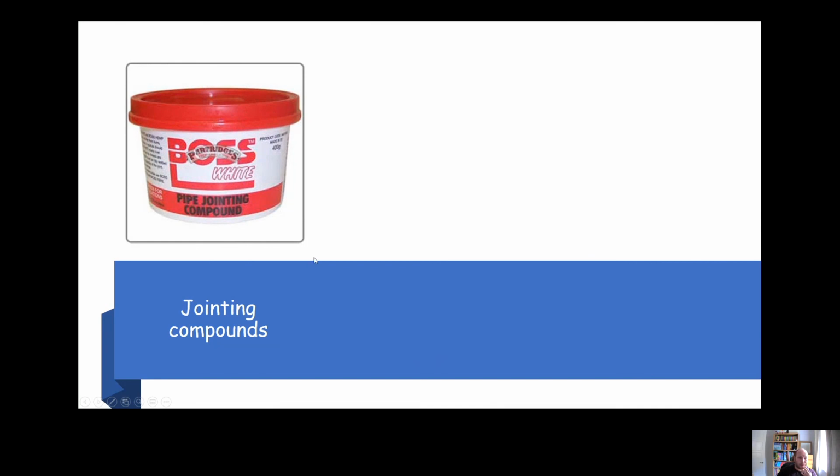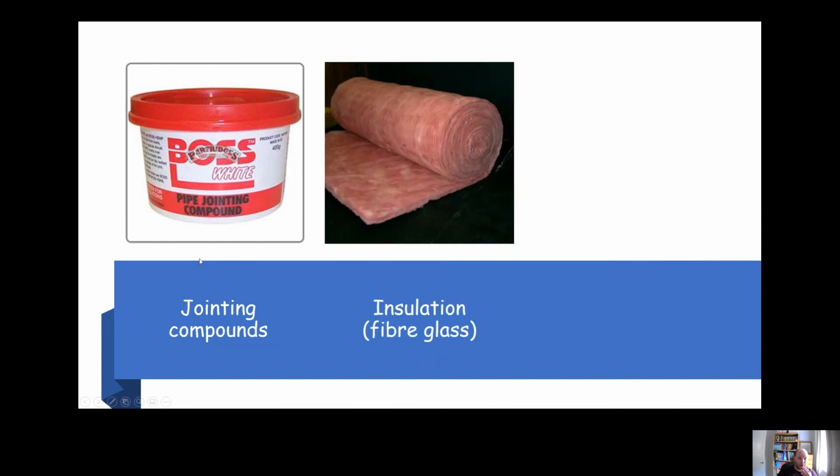Pipe jointing compounds. These, again, wear appropriate gloves. Fiberglass insulation, it's an irritant. It makes you itchy. And you should wear appropriate gloves, maybe leather gloves and overalls, to try and prevent this coming into contact with your skin. Also, glass wool insulation potentially could be a carcinogen. It's known as a class 2 carcinogen, which means that some people suspect that it might be a carcinogen. So also make sure, if you do work with or near glass wool insulation, that you wear an appropriate dust mask as well as the hand protection.